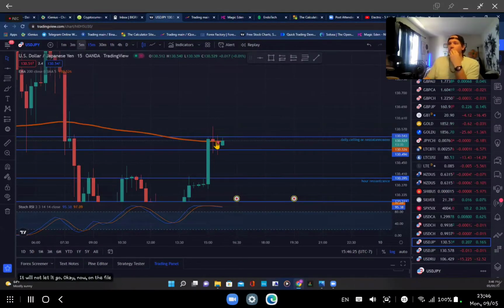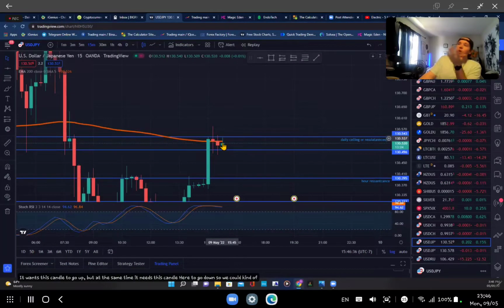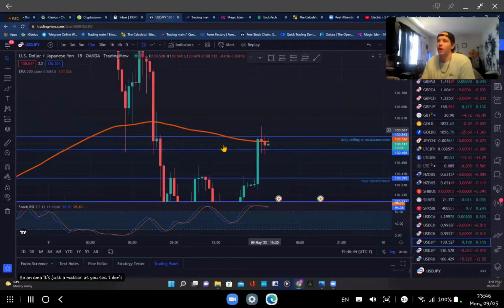Now on the 5-minute, same thing. Look at this thing. It's trying to pull this thing up. It wants this candle to go up, but at the same time, it needs this candle here to go down so it could kind of come back up. But if it breaks this EMA, we're going to be okay. All right, so an EMA is just a magnet, as you see in live form right here.